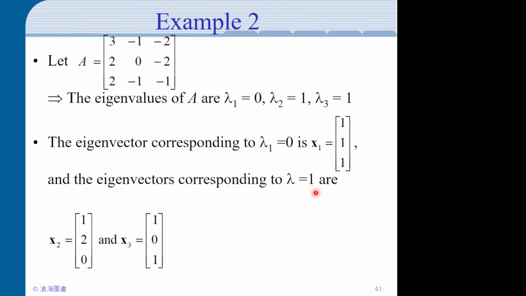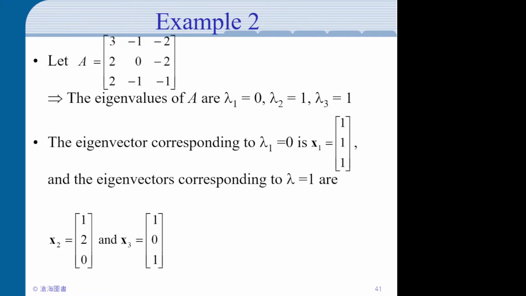Okay, so let's check a little. (1, 1, 1) multiplied by this gives 0: this row adds to 0, this adds to 0, this adds to 0. So it's actually the eigenvector corresponding to lambda equal to 0. And for lambda equal to 1, we are lucky: we actually have 2 distinct eigenvectors.